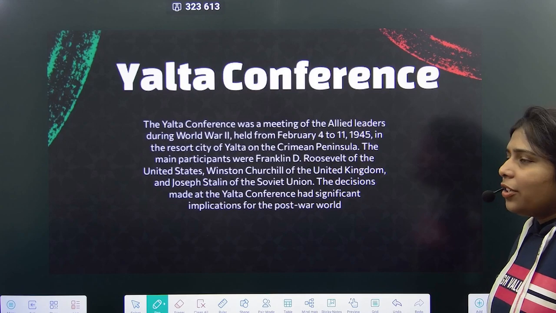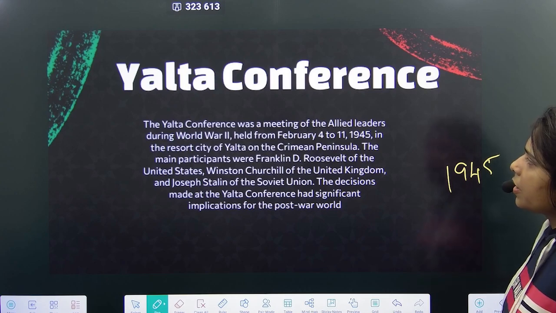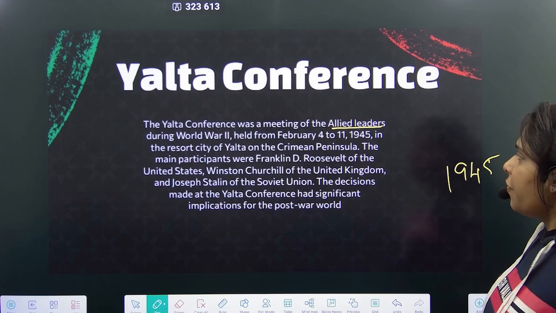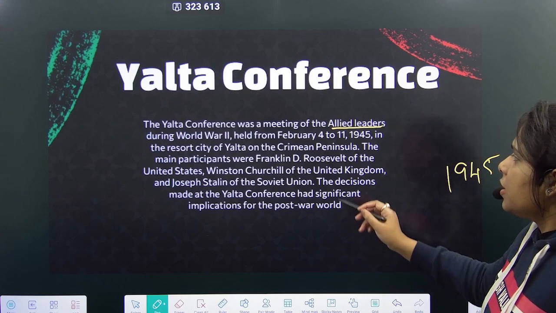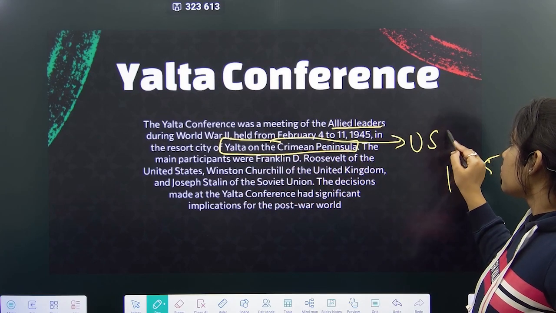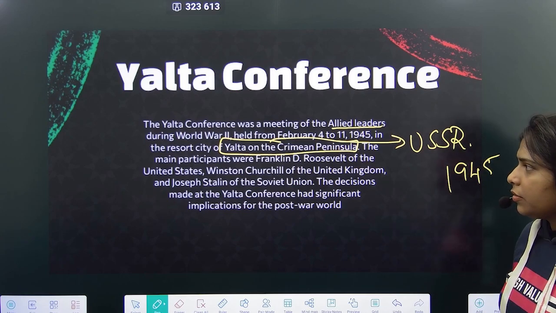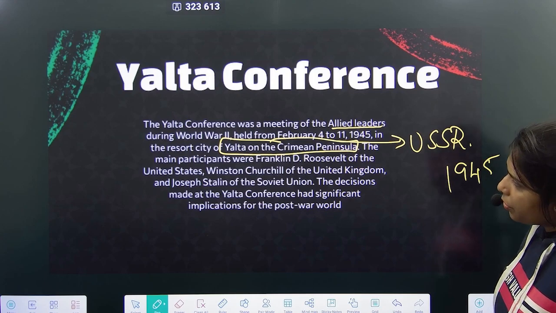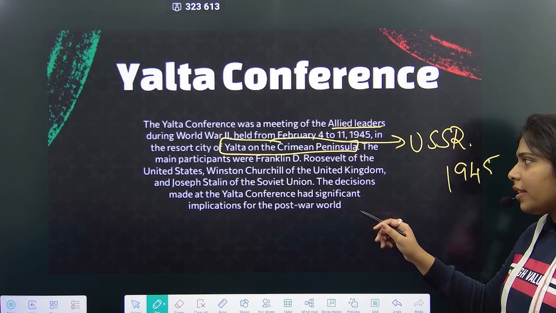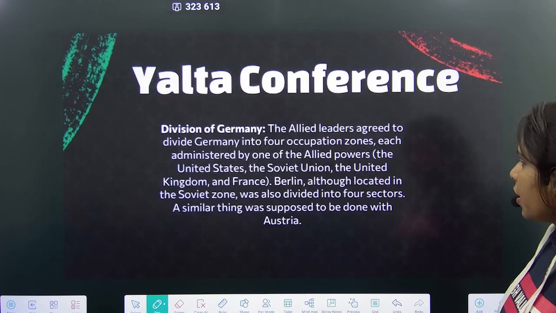Okay, let's start with the year 1945, the Yalta Conference. Now, the Yalta Conference was actually a meeting of the Allied powers, held from Feb 4 to 11 in Yalta on the Crimean Peninsula. The main participants were Franklin D. Roosevelt of the US, Winston Churchill of Britain or UK, and Joseph Stalin of the Soviet Union. And the decisions made at the Yalta Conference are very important when we talk about the post-World War era.